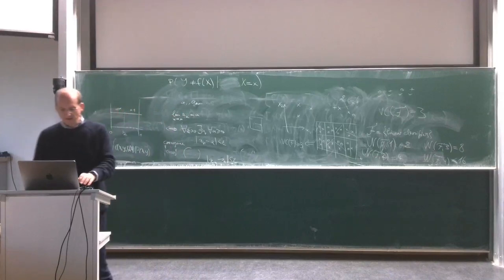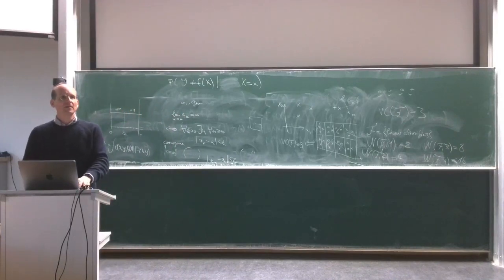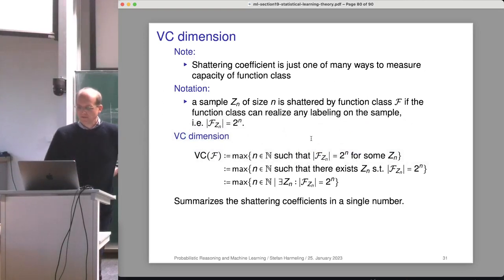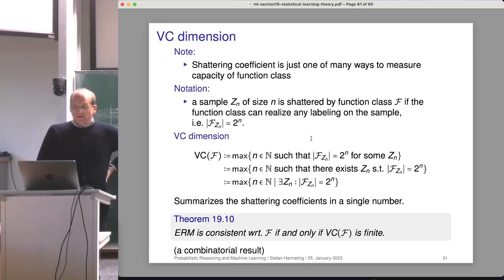Now, does anyone have an idea why it's called VC dimension? The V is for Vapnik, and the C is for Chervonenkis. So it's the Vapnik-Chervonenkis dimension, okay? And there's another big theorem: the ERM, the empirical risk minimization, is consistent with respect to a function class F if and only if it has finite VC dimension. This is a very deep result, but I think you got somehow the flavor of the whole thing.